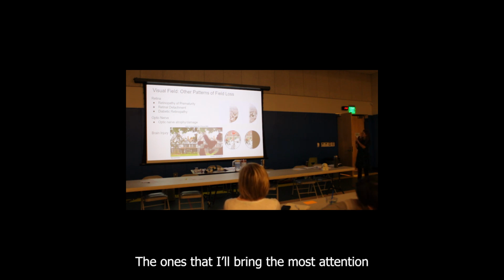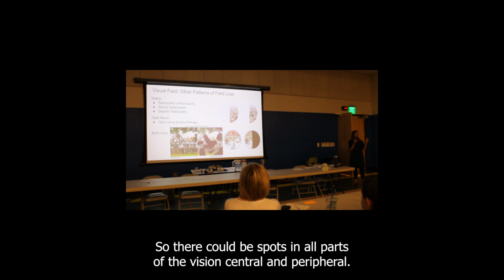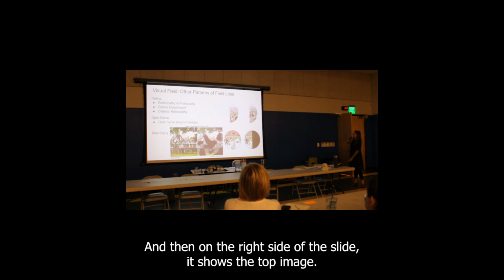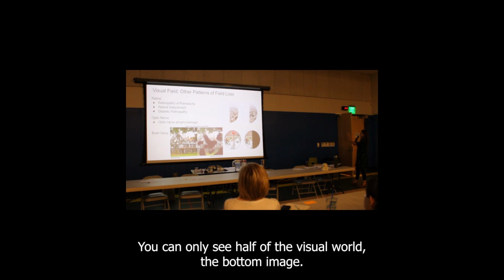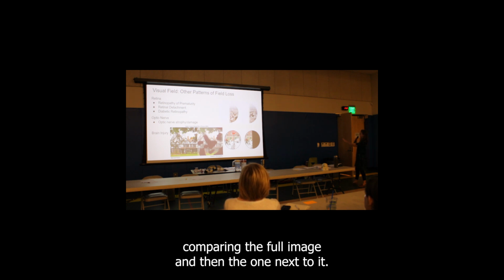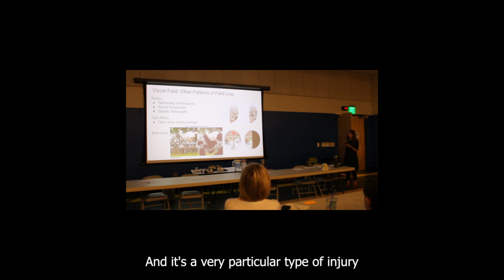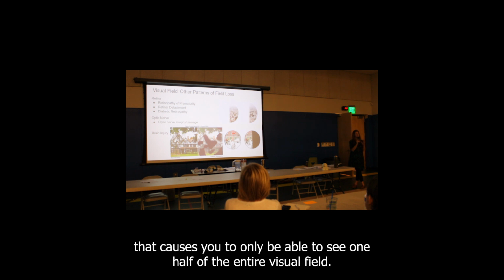The ones that I'll bring most attention to is diabetic retinopathy can cause damage all over the retina, so there could be spots in all parts of the vision, central and peripheral. And then on the right side of the slide, it shows the top image, you can only see half of the visual world. The bottom image, you can only see the left half, comparing the full image and then the one next to it. And that's called a hemianopsia, and it's a very particular type of injury that causes you to only be able to see one half of the entire visual field.